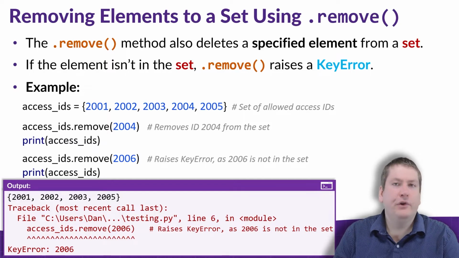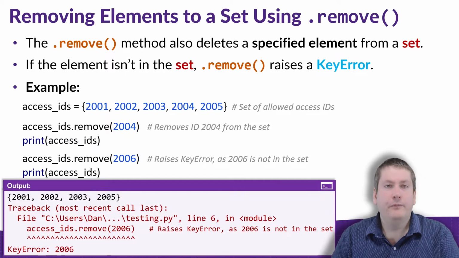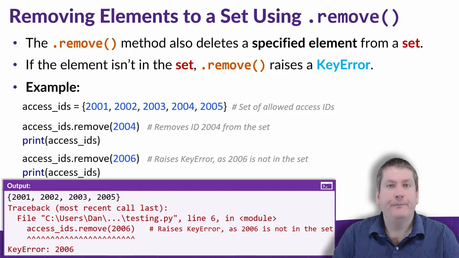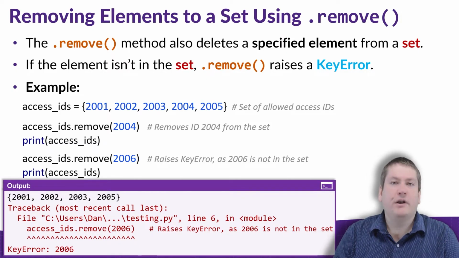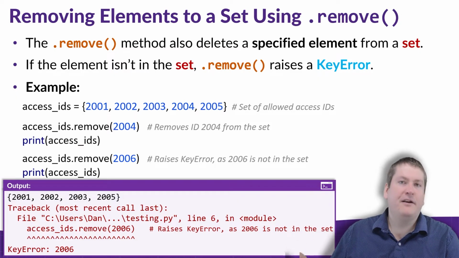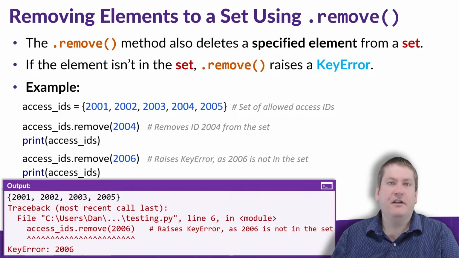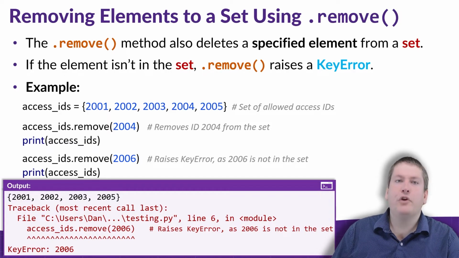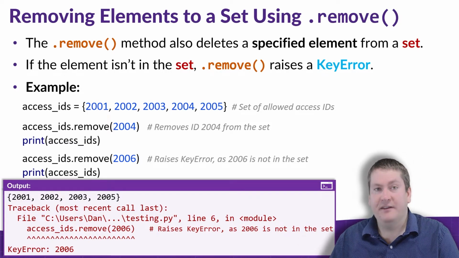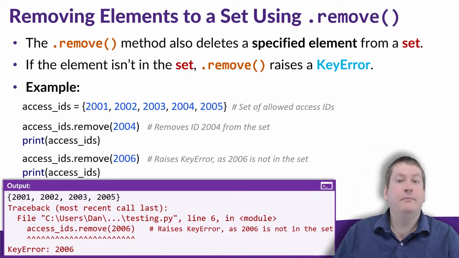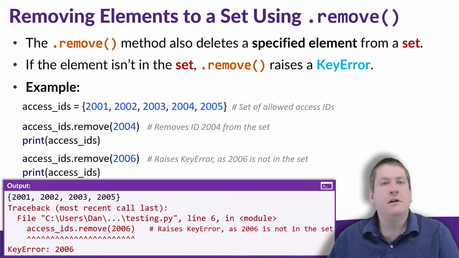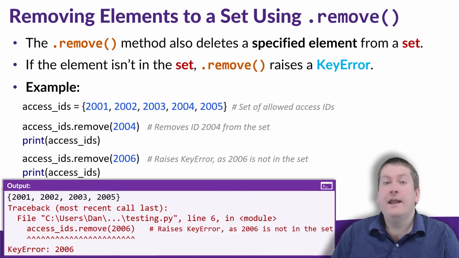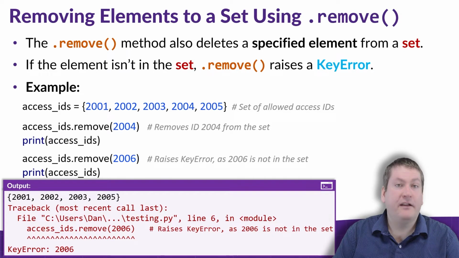So which method should you use, discard or remove? Well, that depends on what you're trying to do. If you don't care if the element isn't in the set when you discard it, maybe you're just running through another list of values and you're just removing them from the original set, it doesn't really matter if they're there or not, then discard is fine. If trying to remove something from the set and it doesn't exist in that set is a problem, that means that something has gone wrong, then you want to use remove, and then you want to handle that exception with your exception handling, using a try except block.